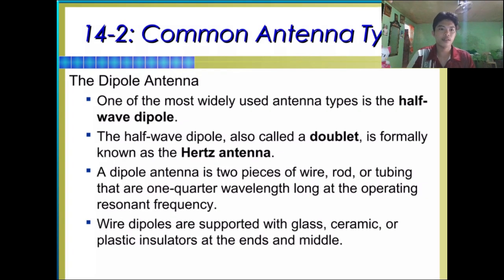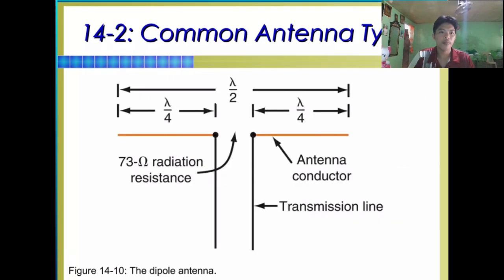Common antenna types. The dipole antenna. One of the most widely used antenna types is the half-wave dipole. The half-wave dipole, also called a doublet, is formally known as the Hertz antenna. A dipole antenna is two pieces of wire, rod, or tubing that are 1/4 wavelength long at the operating resonant frequency. Wire dipoles are supported with glass, ceramic, or plastic insulators at the end and middle.